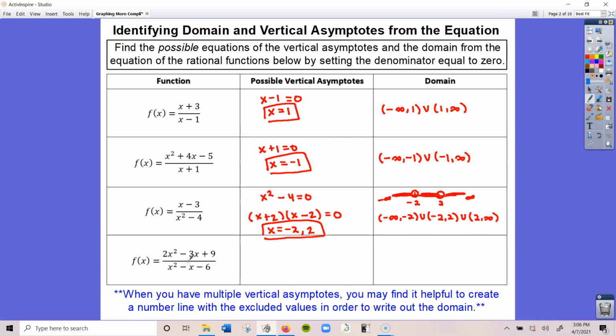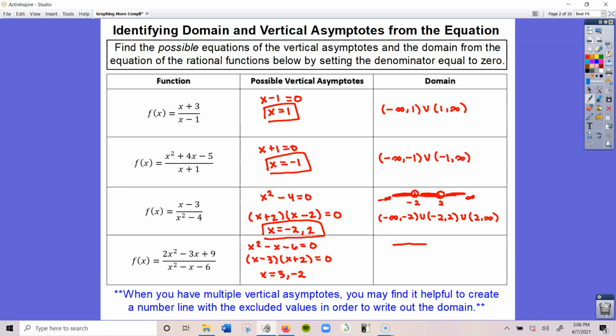Now over here, we have x squared minus x minus 6 in the denominator. Same thing, you set that quadratic equal to 0, and we factor. The two numbers that multiply to give you negative 6 and add to give you negative 1 are negative 3 and 2. So my factors would be x minus 3, x plus 2. And we make each factor equal to 0. By doing that and solving for x, you would get that x is equal to positive 3 and negative 2. So these are my two excluded values.